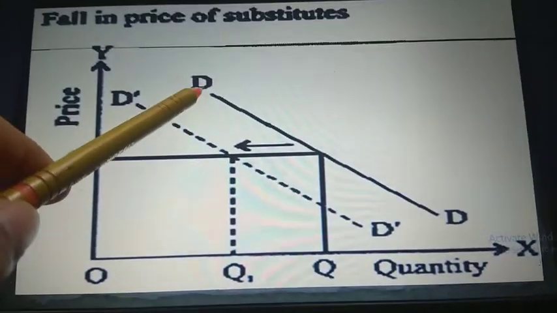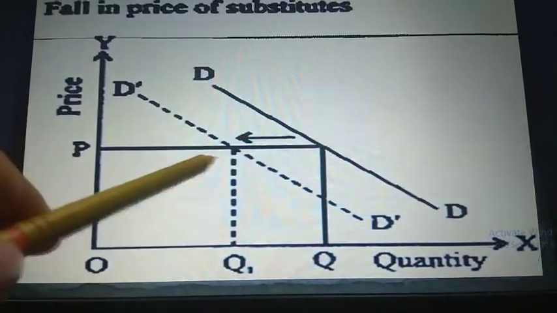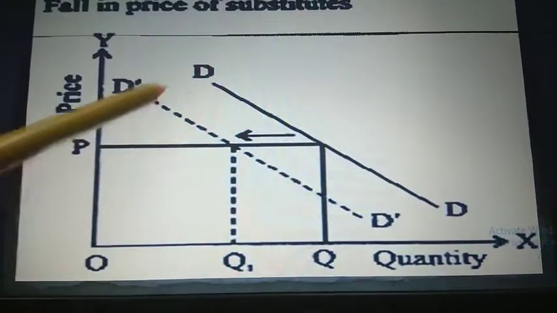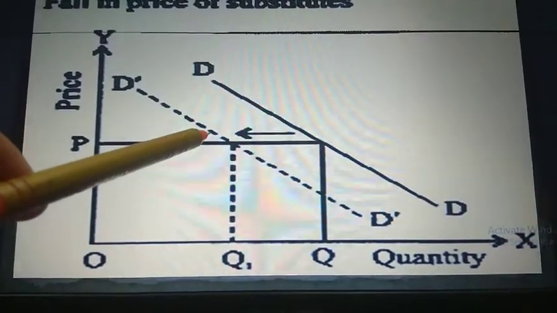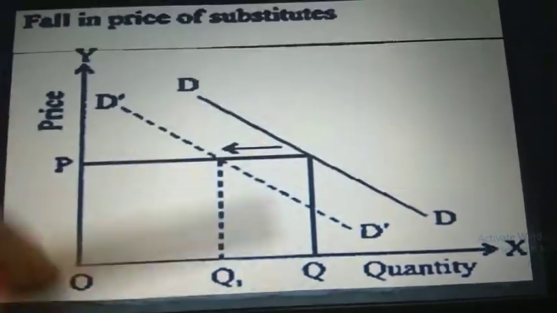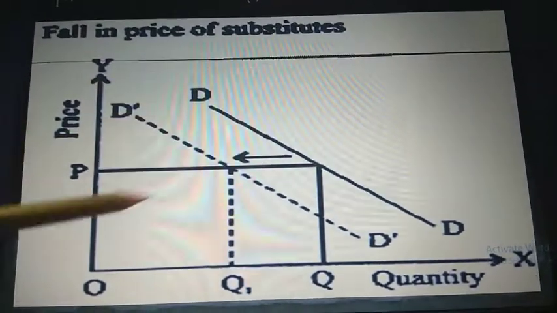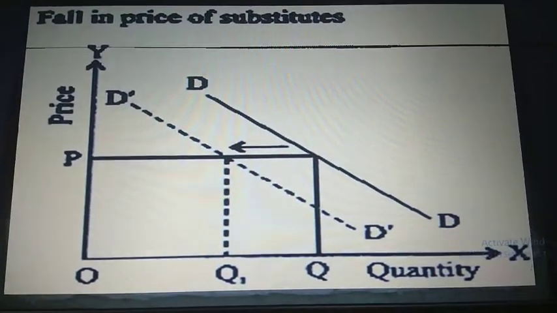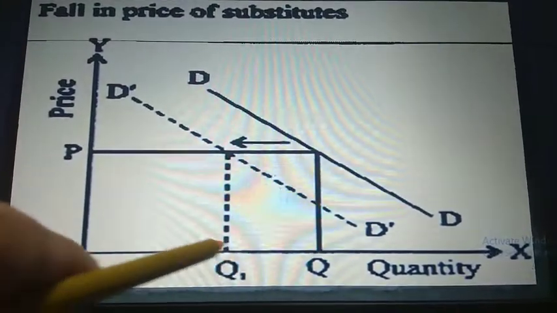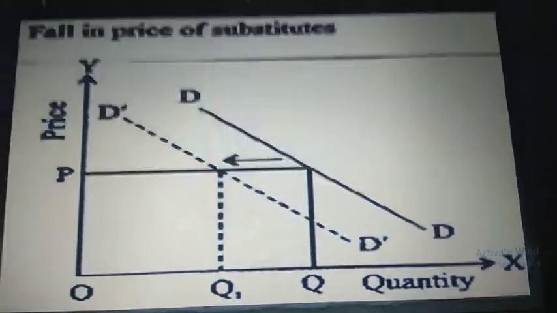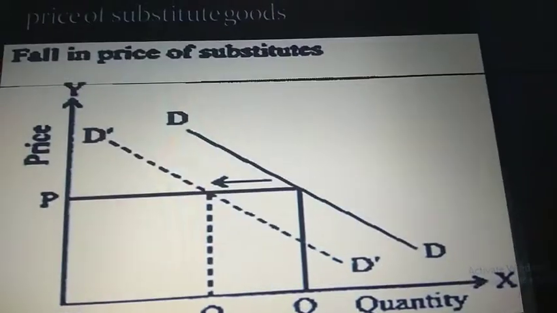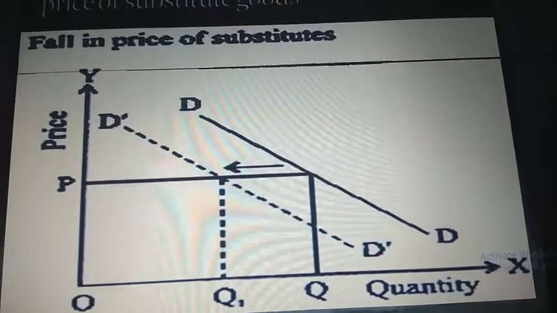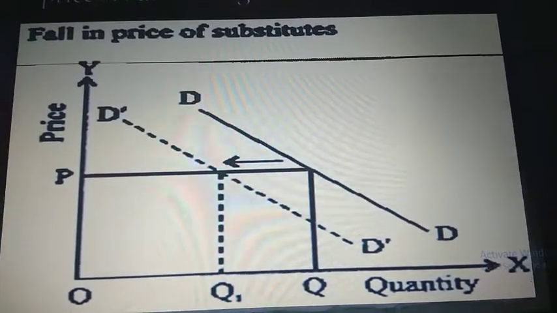That is, the original demand curve was DD and the new demand curve is D1, D1. And why does this demand curve shift leftward? Because of fall in the price of coffee. So earlier the demand was OQ, now it is OQ1, which shows that there is fall in the demand of tea.